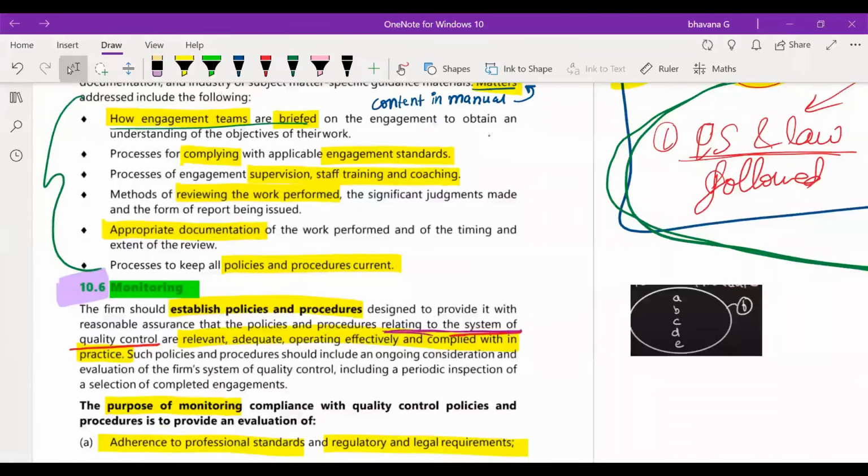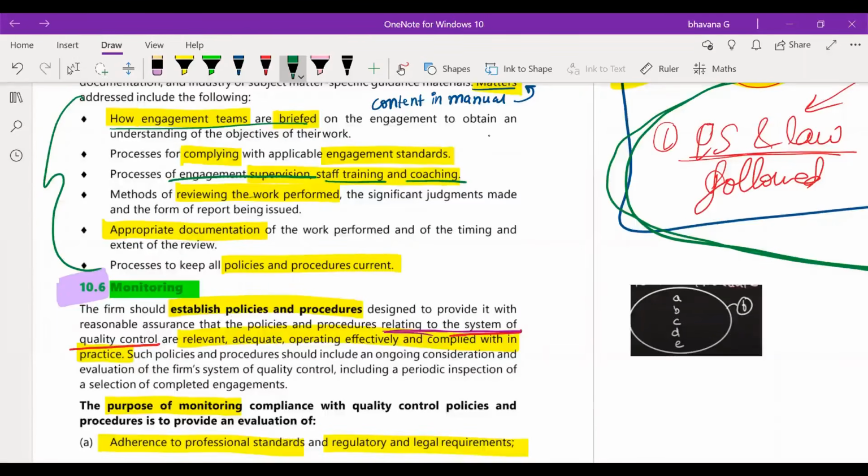So whenever you go to an entity, how are you going to understand the work of the entity, or how you have to work in the entity? Regarding that, all the policies and procedures should be given. Next is how you are going to comply with the engagement standards. Regarding that also you have to bring in policies and procedures. Third is the engagement supervision, staff training and coaching: how is it going to be done? Regarding that also you have to state the policies and procedures.